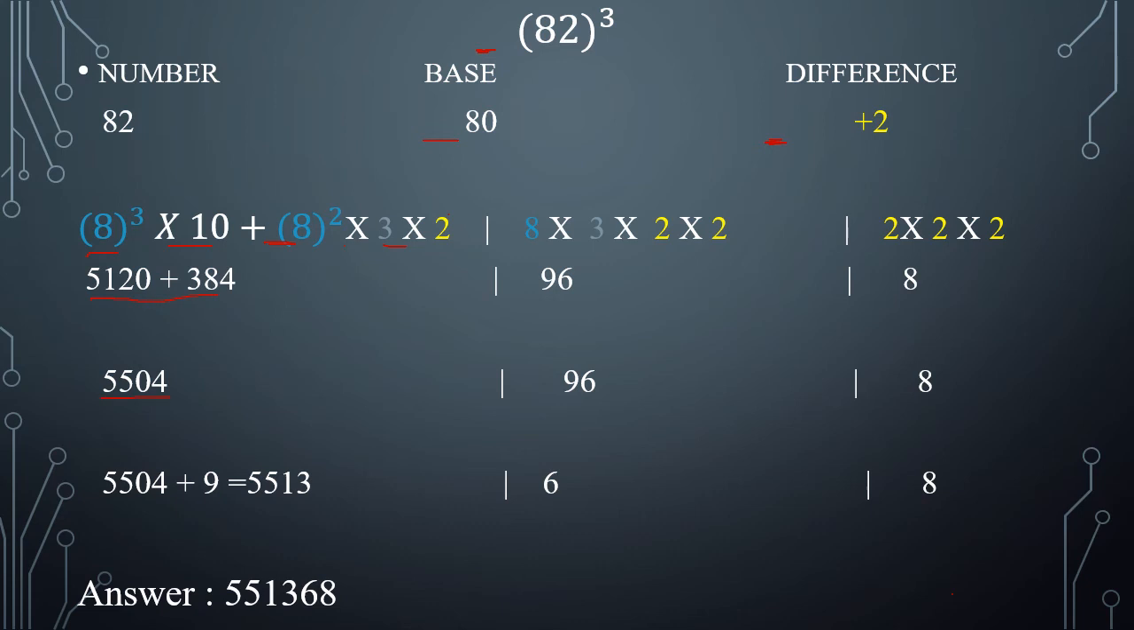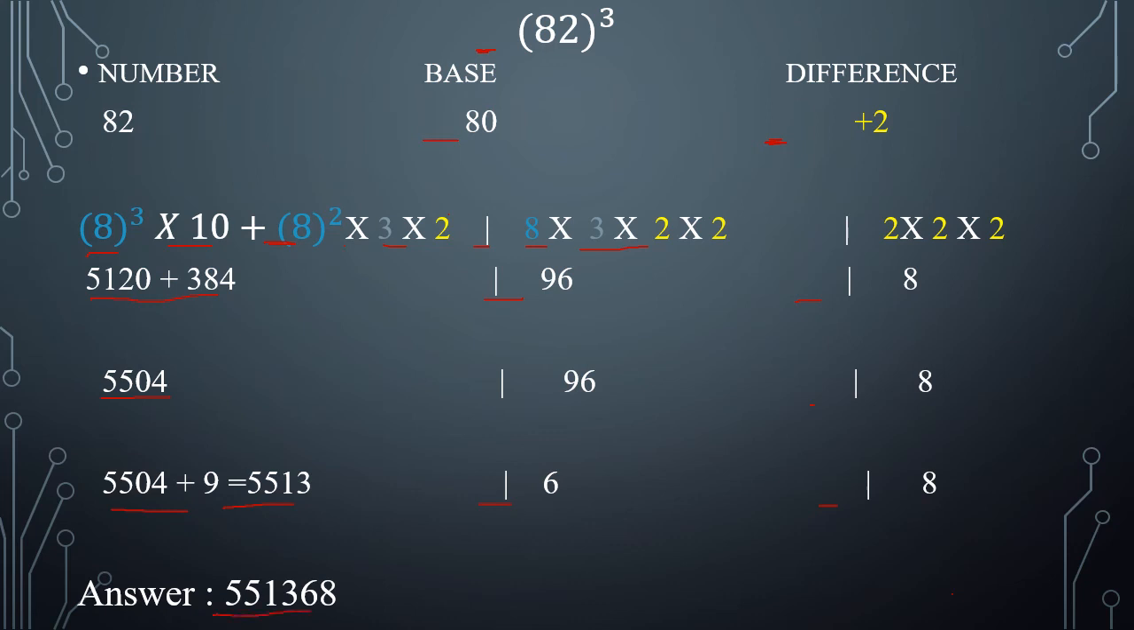Okay, and in the second part we have to write 8, that is the first digit, then we have to write the constant 3, and then the difference 2 into 2. So this part is coming as 96, and the third part is 2 times 2 times 2, this is easy, 8. So it's already a single digit number, so there is no problem here. But 96 is a 2-digit number, so we just need to copy 6 here, and that 9 will be added to 5504, so that it becomes 5513, and by combining it is 551368.